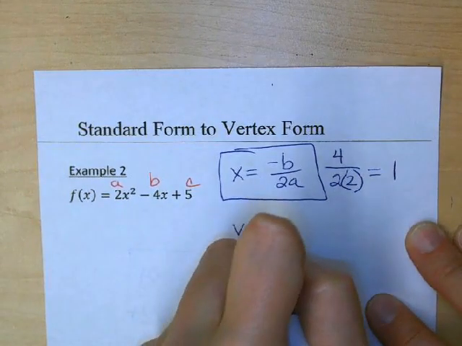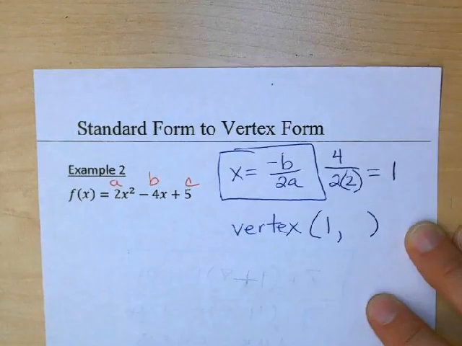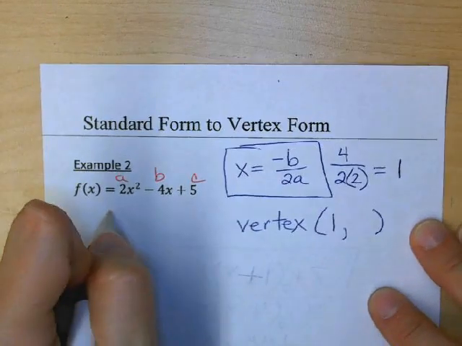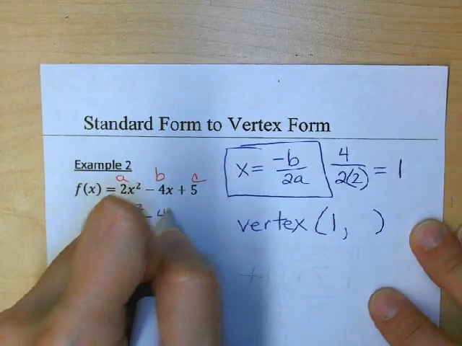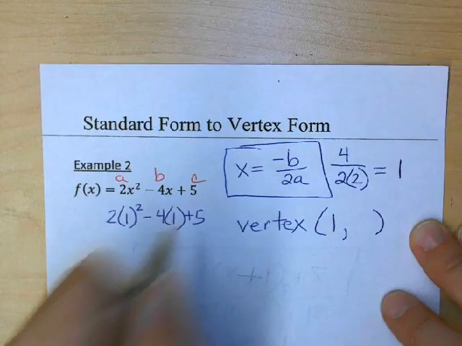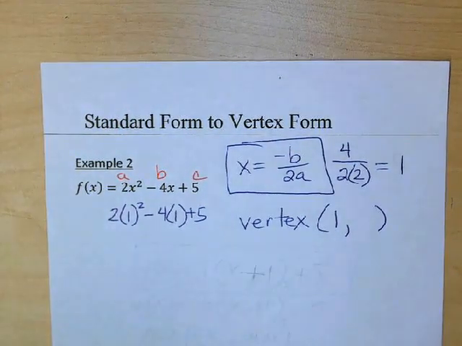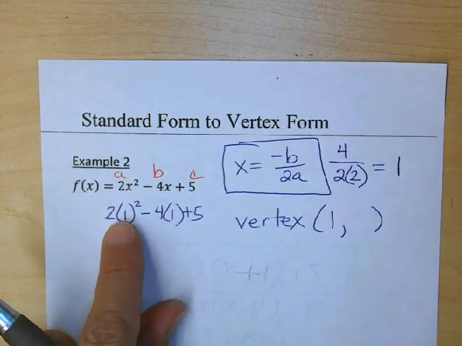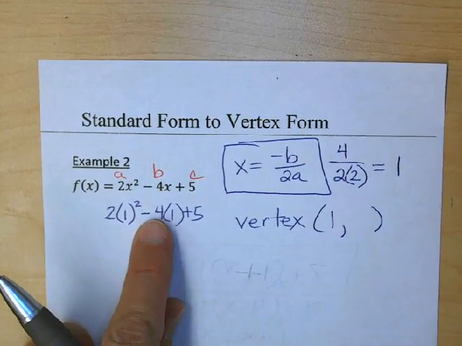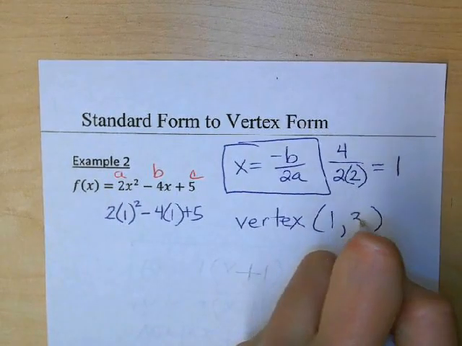So this helps us find our vertex. Our vertex is 1 comma something. Well, you got to get a calculator, and you have to put the 1 back into this problem over here. So guys, see, it's not that bad. Okay, so put the number in a calculator. 2 times 1 squared minus 4 times 1 plus 5. It'll equal 3. 3. Good job.